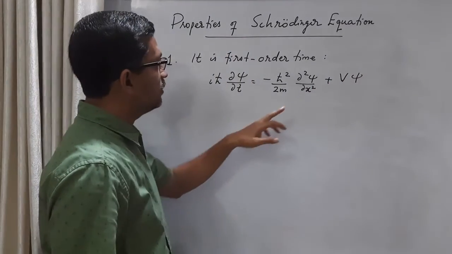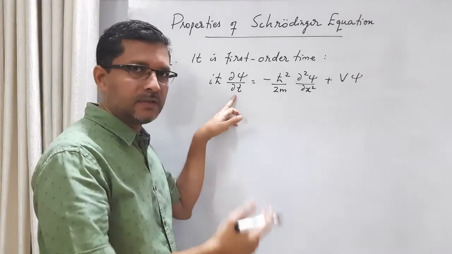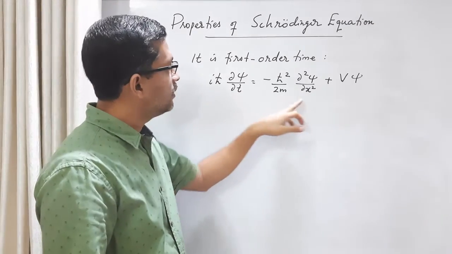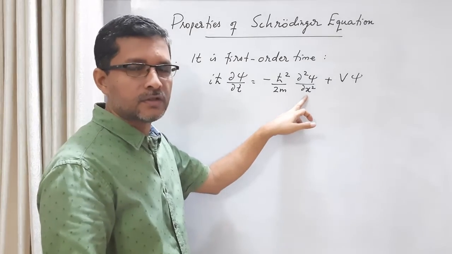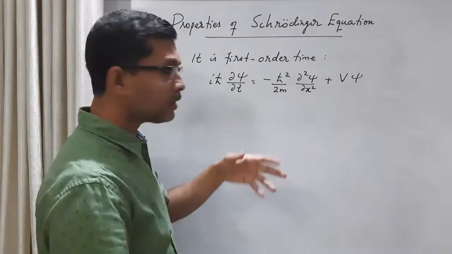Okay. It is first order. The time derivative is first order, first derivative. The space derivative, the position derivative, is second order. Let's look at other wave equations.